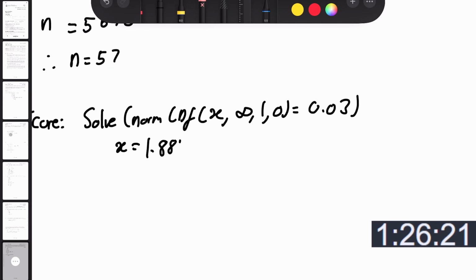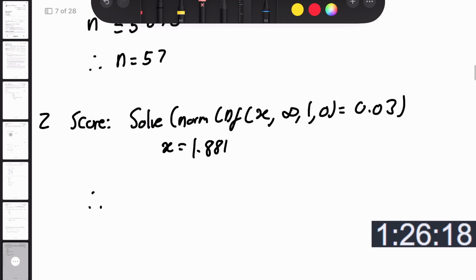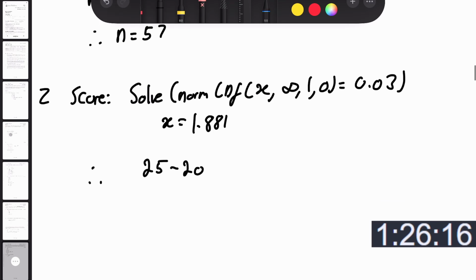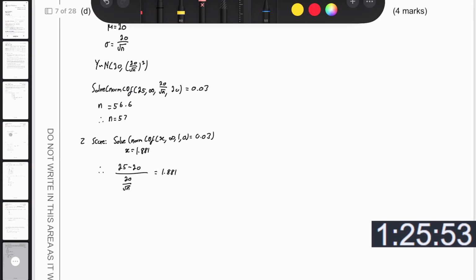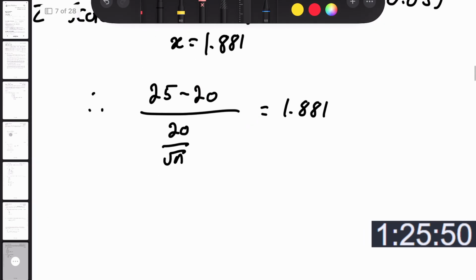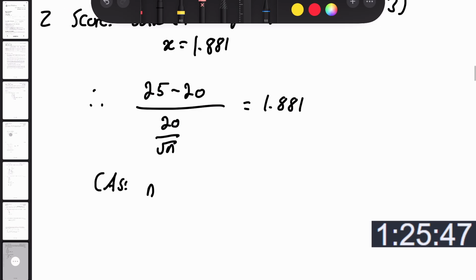X is 1.881, and therefore 25 minus 20 on square root of n is going to equal 1.881. So solve that: 5 on 20 square root of x is equal to 1.881. Equals 56.6. All right. Therefore, n equals 57.